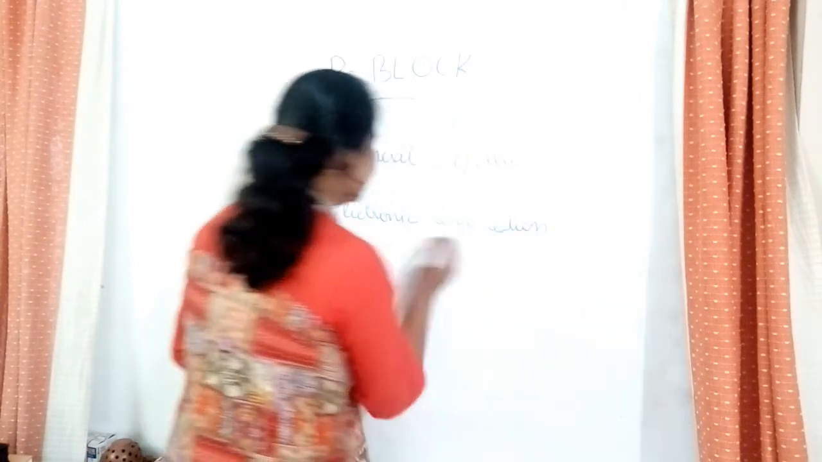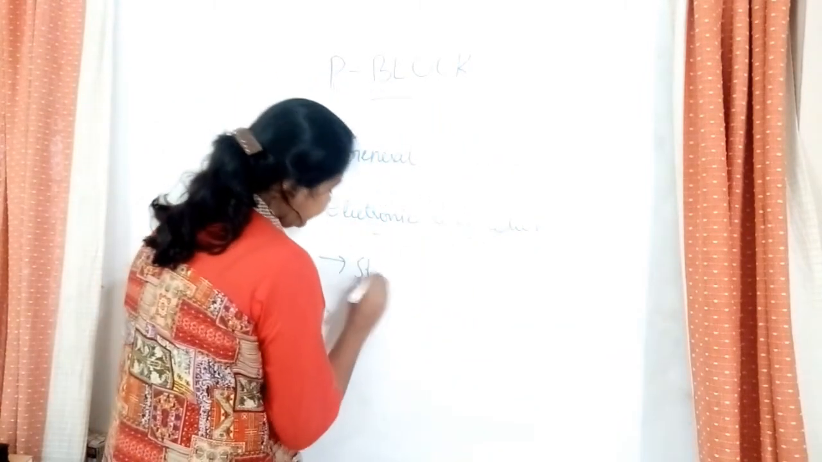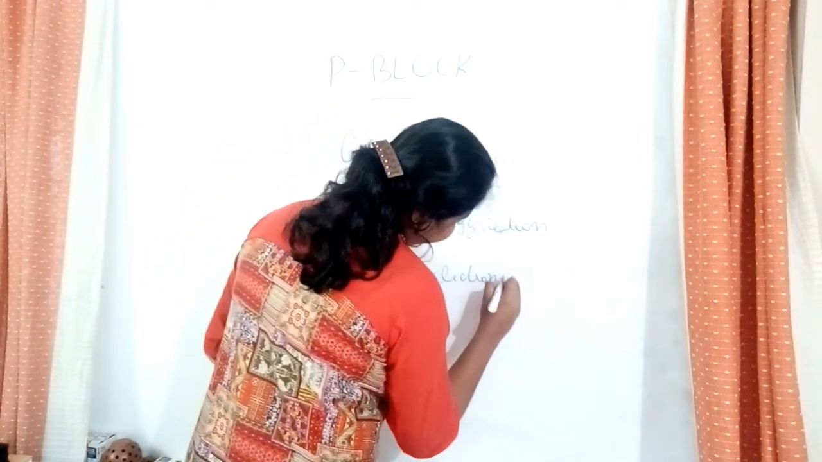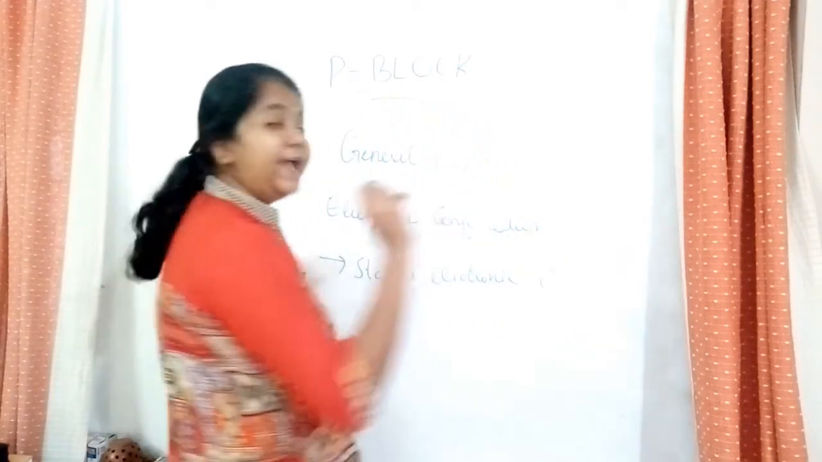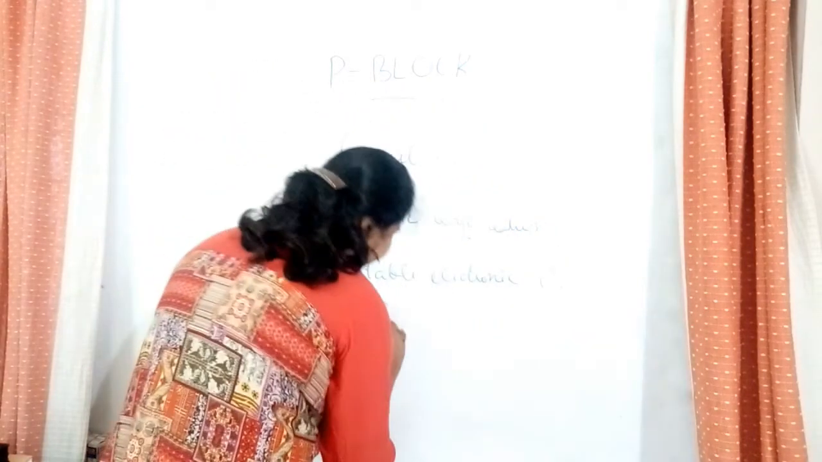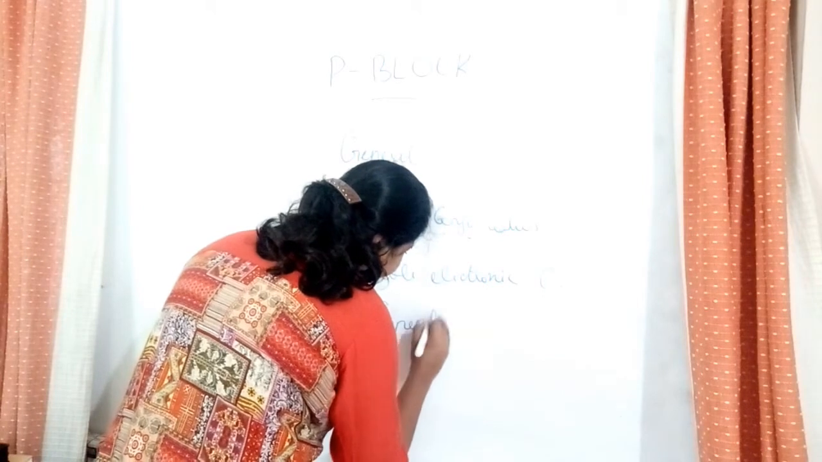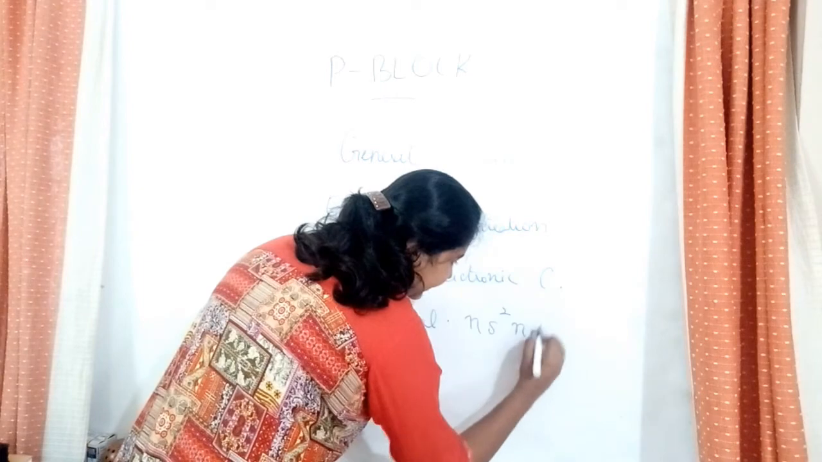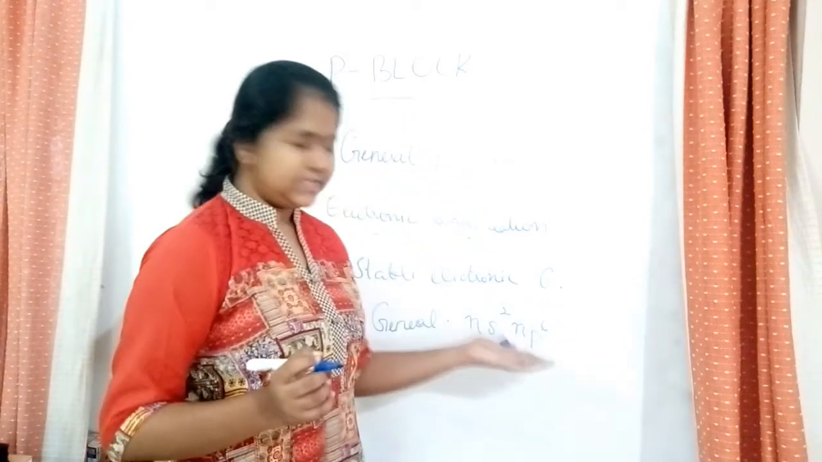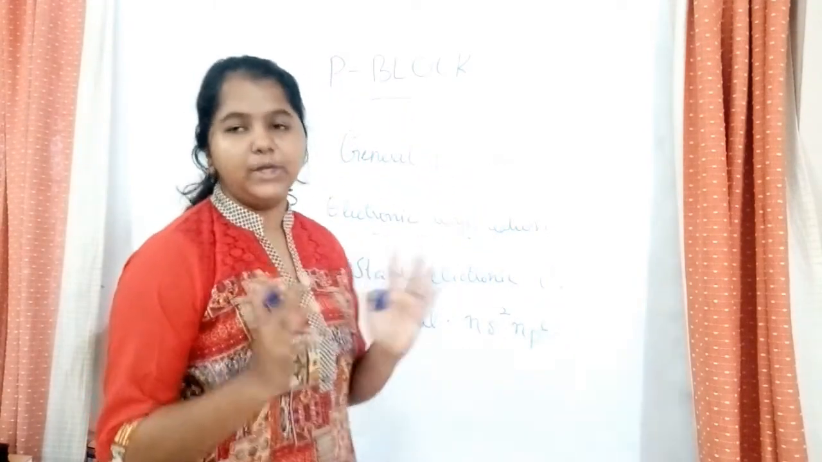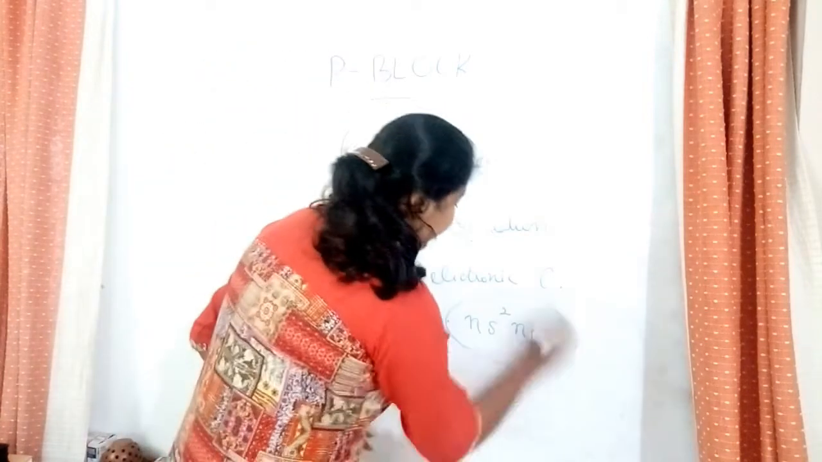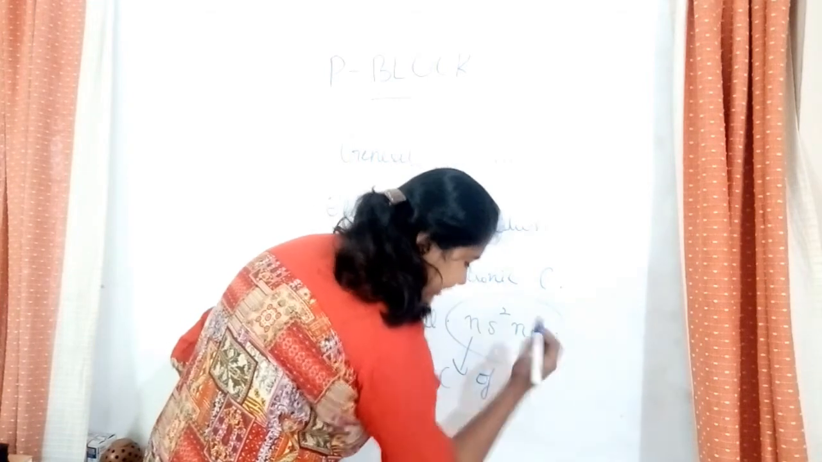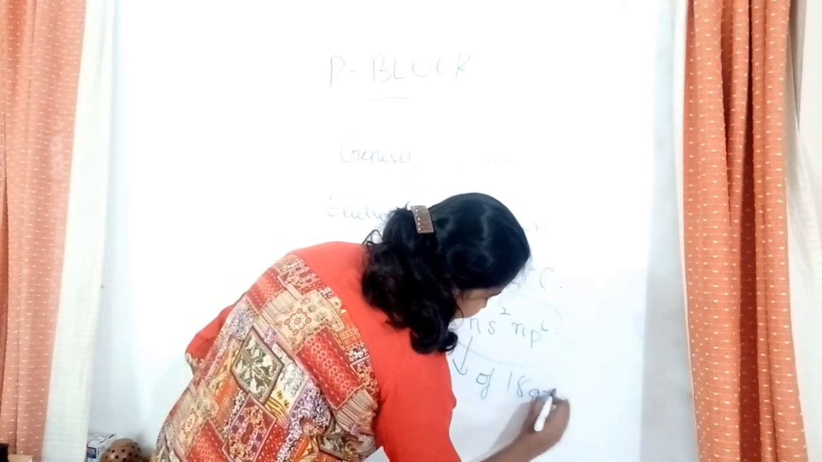We know that inert gases have stable electronic configuration. Am I right? And what is the general equation? So the general equation is ns2 np6. Yeah, np6. That is our electronic configuration of inert or 18 group elements.